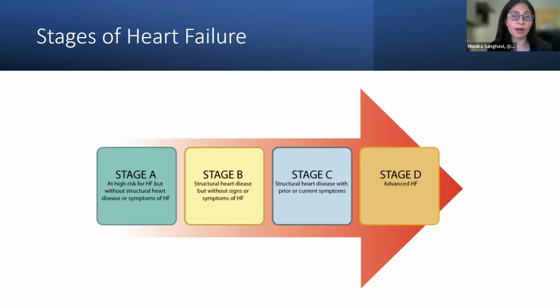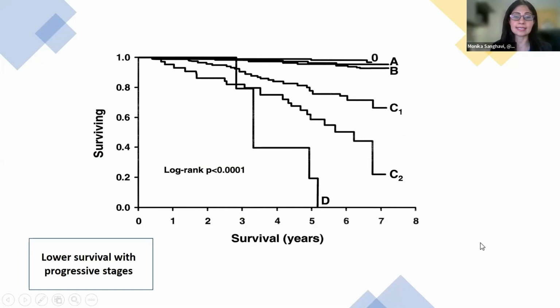So when we think about heart failure, we think about it in stages. Stage A being the least severe and stage D being really advanced heart failure. And you can see that survival really depends on how severe the heart failure is. Really late stage heart failure can actually rival the prognosis of really advanced malignancies. And so the prognosis can be really severe.